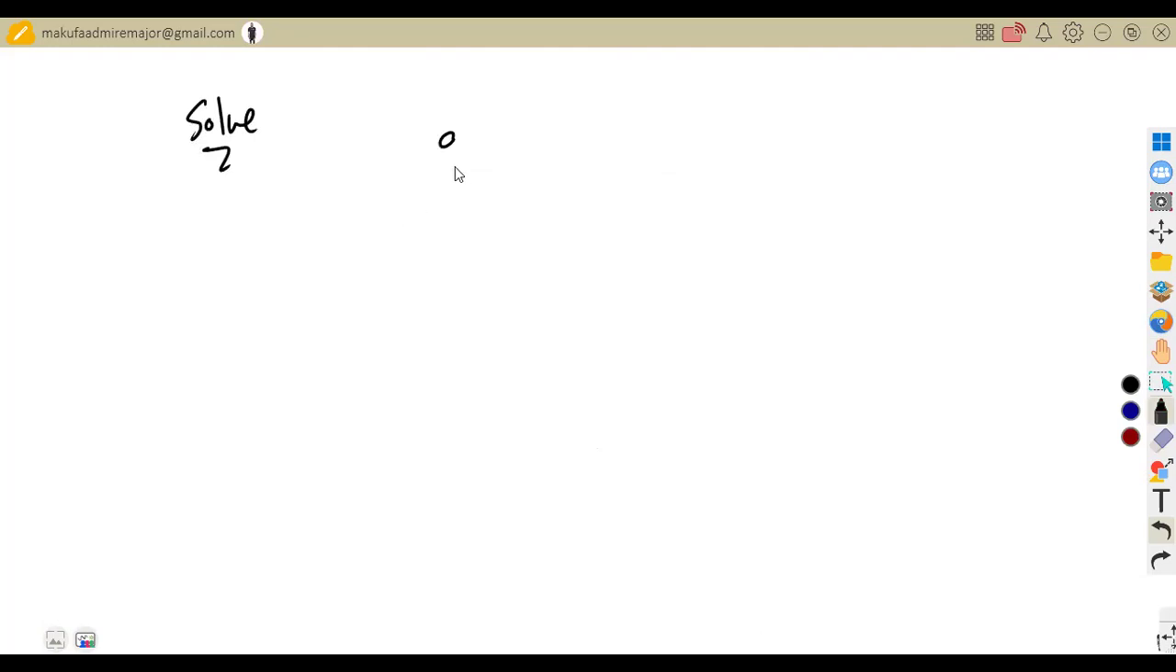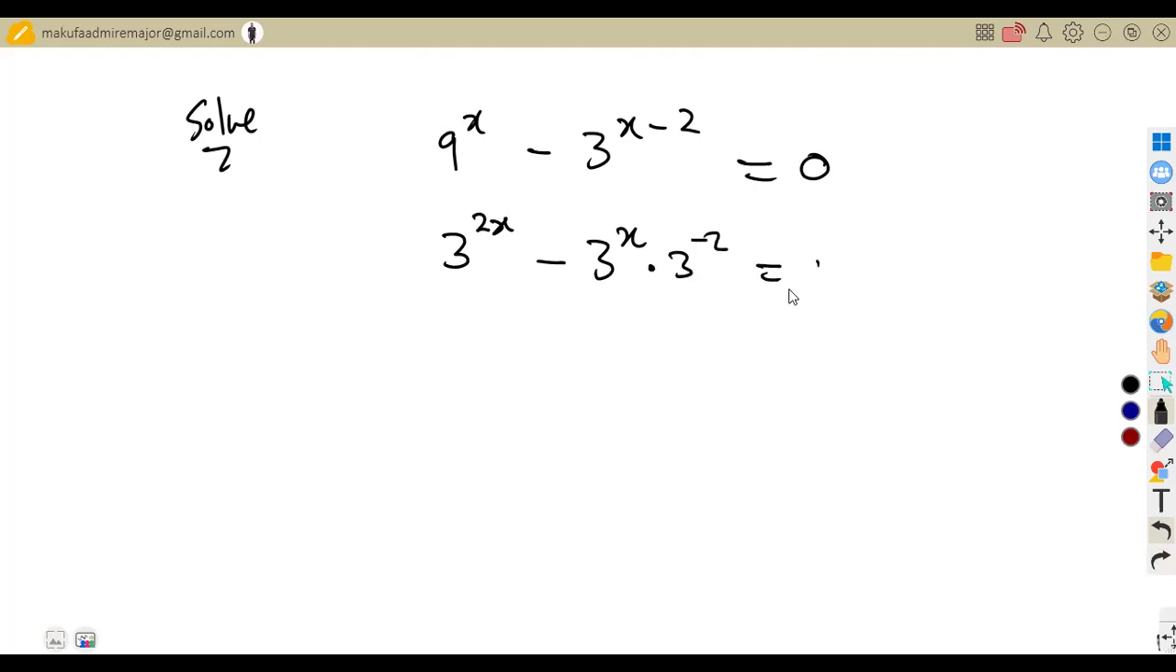All right, 9 to the exponent of x minus 3 to the exponent of x minus 2 is equal to 0. It's true that these are different. This is a 9, this is a 3. And 9 is not a prime number. 3 is a prime number, meaning to say 3 is in simplest form. So let's write 9 in terms of 3. So 9 is the same as 3 to the exponent of 2x, minus 3 to the exponent of x, minus 2, which is equal to 0.